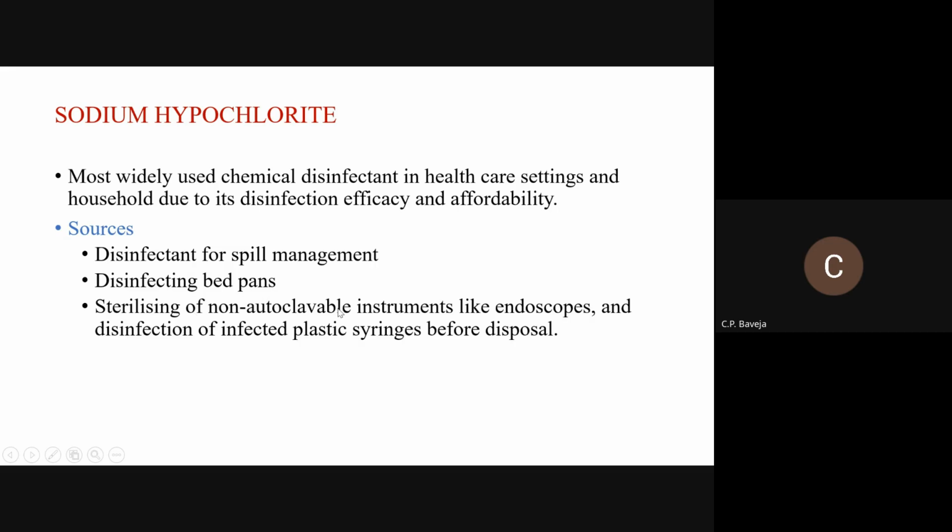Sterilization of non-autoclavable instruments, that is, the instruments which cannot withstand heat sterilization. So sterilization of those instruments like endoscopes and bronchoscopes, and disinfection of infected plastic syringes before disposal.